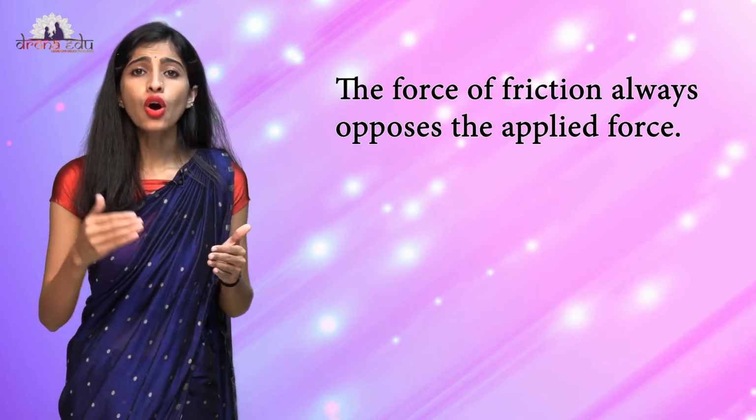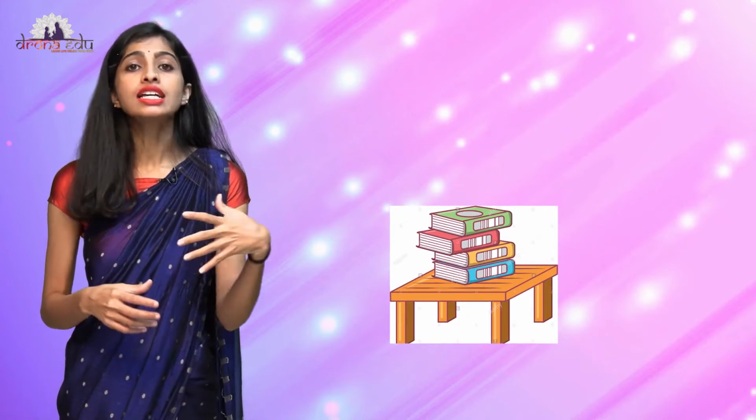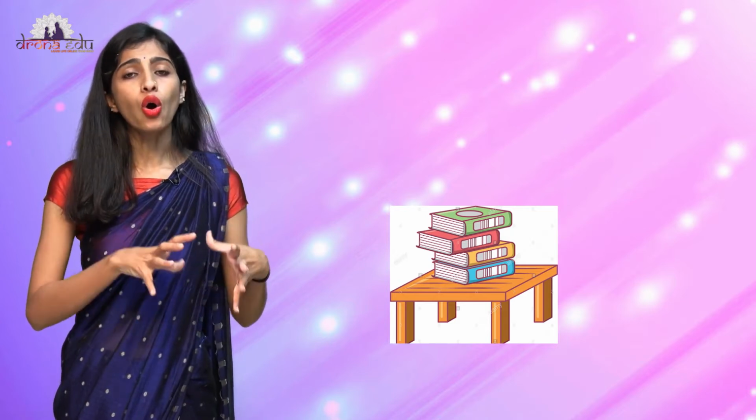With this we can tell that the force of friction always opposes the applied force. Okay, you are applying a force on the book in one direction, but what is happening here? Some force is opposing this applied force. Okay, it is opposing the force applied by you and making the book stop, right? This is the force of friction. It always will be opposing the applied force. The force of friction always opposes the applied force.